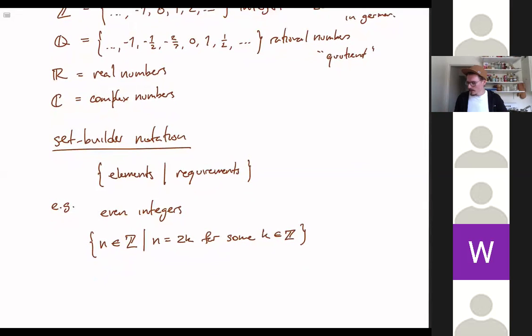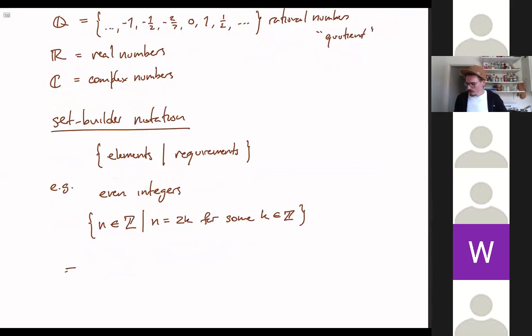And let me write this down in another way. You could also write this as 2n for n in Z. Okay, this is a little bit more compact way to write it down. But what we're saying here, our elements have the form 2n, and n is running over integers. So somehow our elements are 2n, where n is required to be an integer.